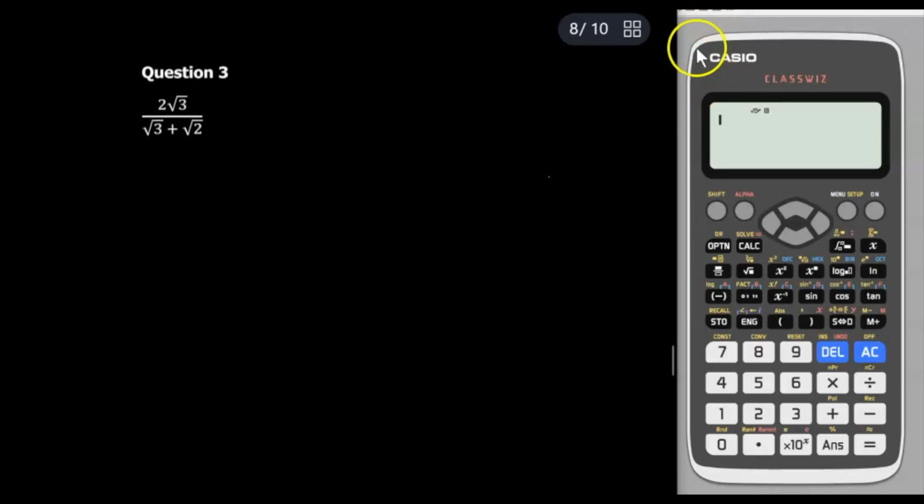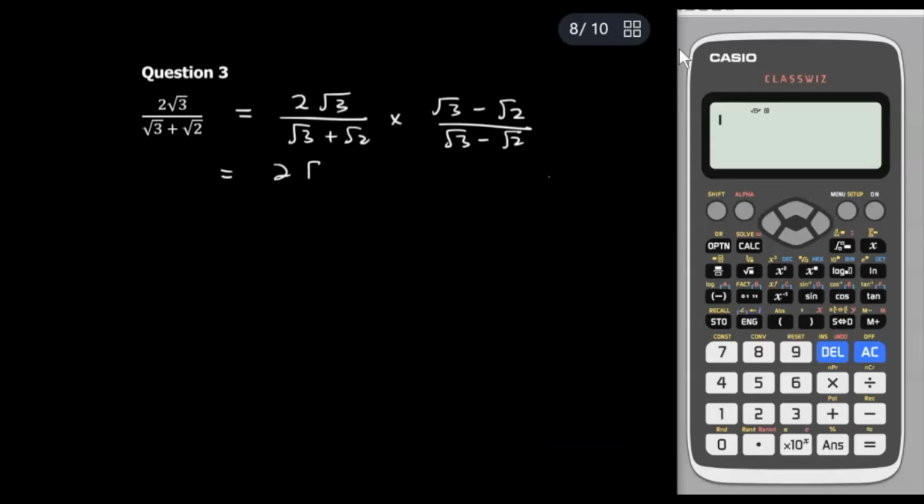Let's look at question number 3: 2 surd 3 over surd 3 plus surd 2. For this one, we're going to use conjugate surd. 2 surd 3 over surd 3 plus surd 2, then times with, if this is plus, then here will be minus. So surd 3 minus surd 2 over surd 3 minus surd 2. So the numerator is 2 surd 3 times surd 3 minus surd 2. Then for the denominator, it will be surd 3 whole thing square minus surd 2 whole thing square.